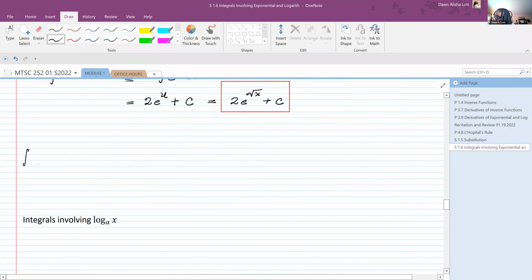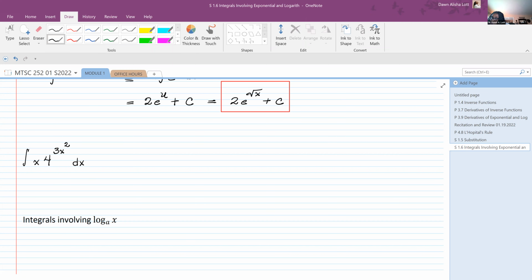The integral of x times 4 to the 3x squared dx. Honestly, that looks hard. But it just looks that way because you got x and then you got 4 and then you got 3x and then you got squared and all that.